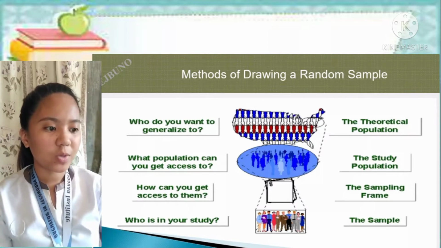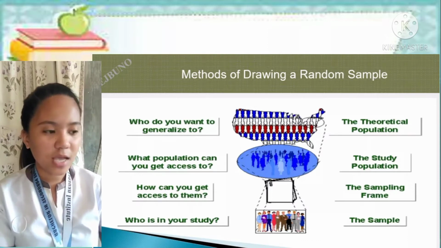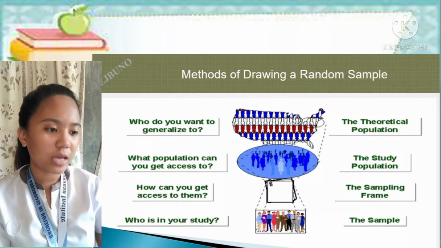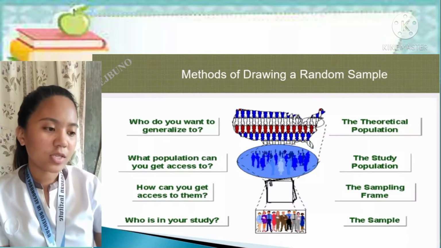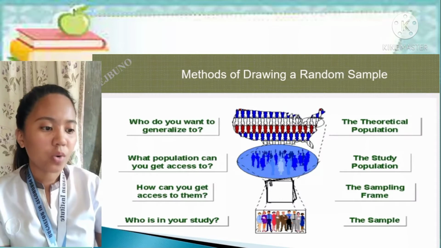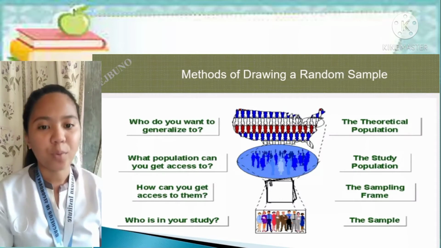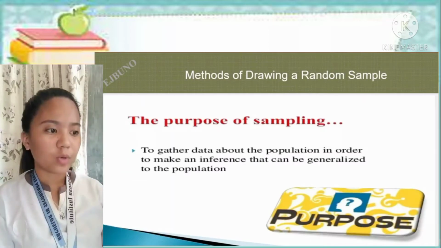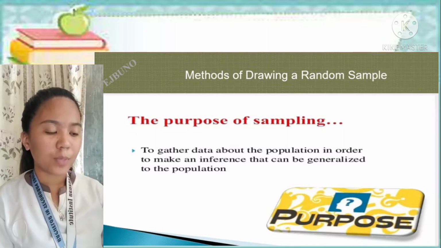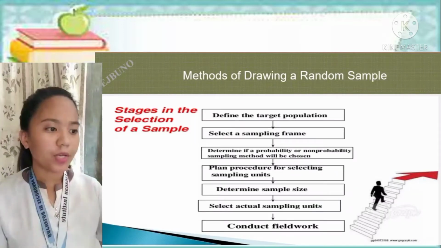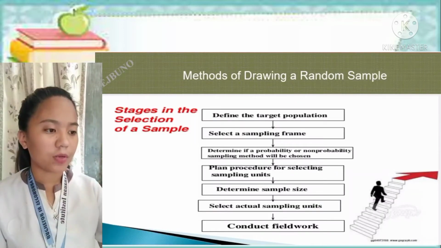What population can you get access to? The study population. How can you get access to them? Using the sampling frame. Who is in the study? The sample. Purpose of sampling: to gather data about the population in order to make an inference that can be generalized to the population.